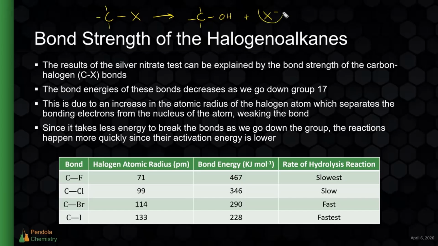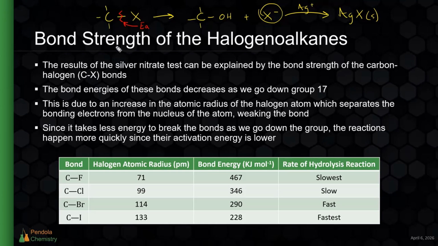The halide ion then reacts with the silver ion and creates the silver halide solid. Well, in order for all of these to happen, what needs to happen first is that this carbon-halide bond needs to be broken. We need to break that carbon-halide bond. That breakage is where our activation energy is used. We use the activation energy of this reaction to break the carbon-halide bond.